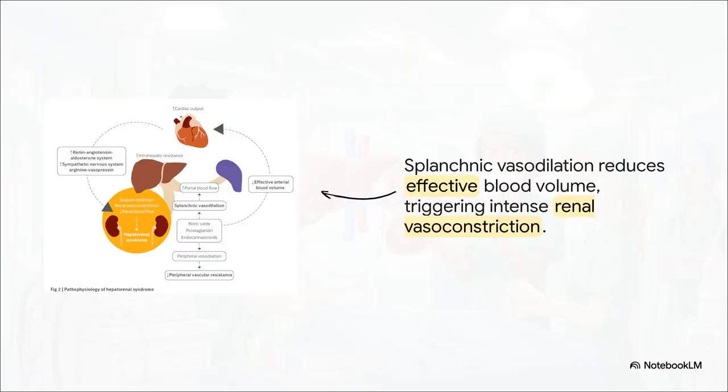And this diagram lays it all out beautifully. It all starts with portal hypertension. This leads to this massive, uncontrolled vasodilation in the splanchnic circulation, basically all the blood vessels in the gut. All that blood pools there, and even though the patient's total blood volume might be normal or even high, their effective arterial blood volume, what the rest of the body sees, just plummets.